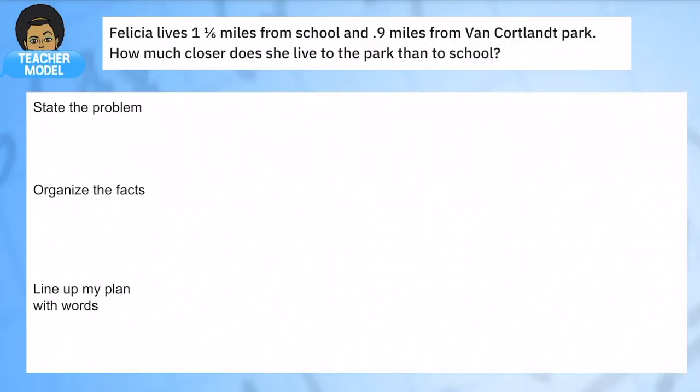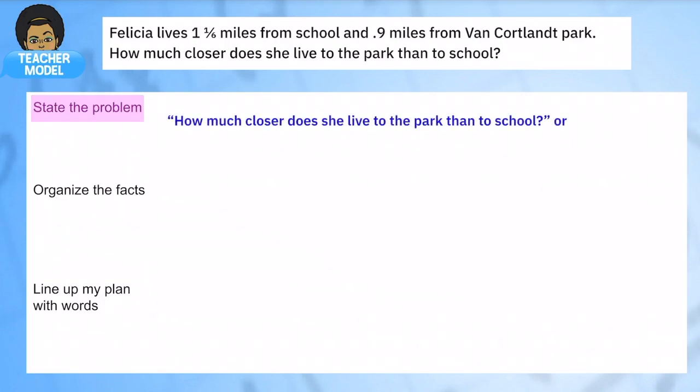And here is our second problem for today. Felicia lives 1 1/6 miles from school and 9/10 of a mile from Van Cortlandt Park, so not too far from Atmosphere Academy. How much closer does she live to the park than to school? So just quoting the problem, that second line: how much closer does she live to the park than to school?